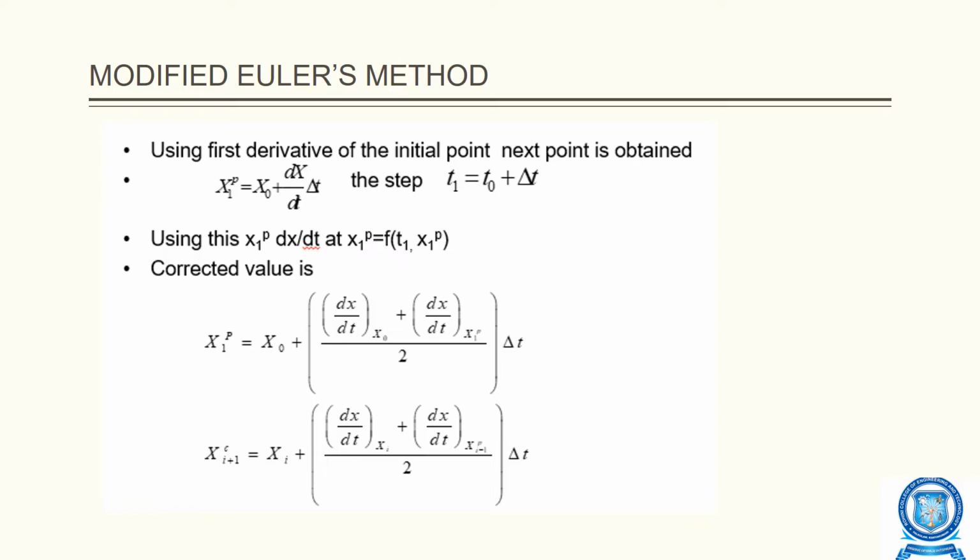So x1 is equal to x0 plus [dx by dt of x0 plus dx by dt of x1p] divided by 2 into del t. Similarly, xi plus 1 is equal to xi plus the same term, where I have to replace 1 by i plus 1. So x0 becomes xi and x1 becomes xi plus 1, times del t.